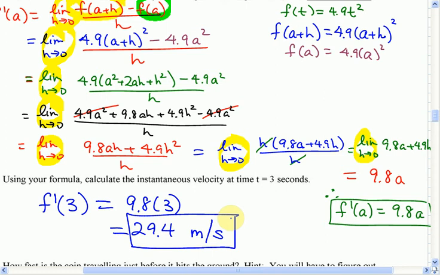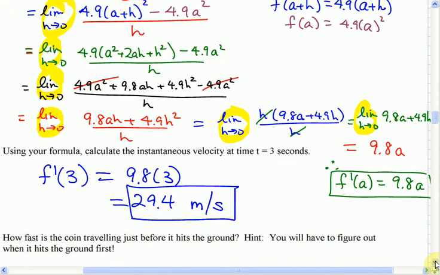Now, once again, this is powerful because no longer do I have to do this long limit thing for every single value of t. Once you've got a value of t, you can just plug it into this, what they call the derivative formula.